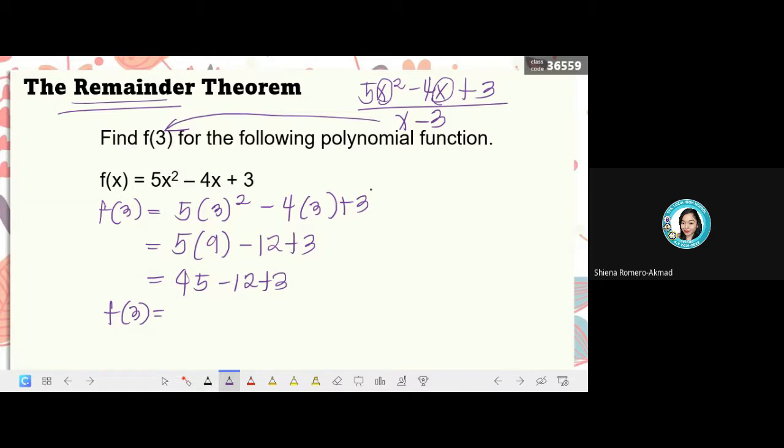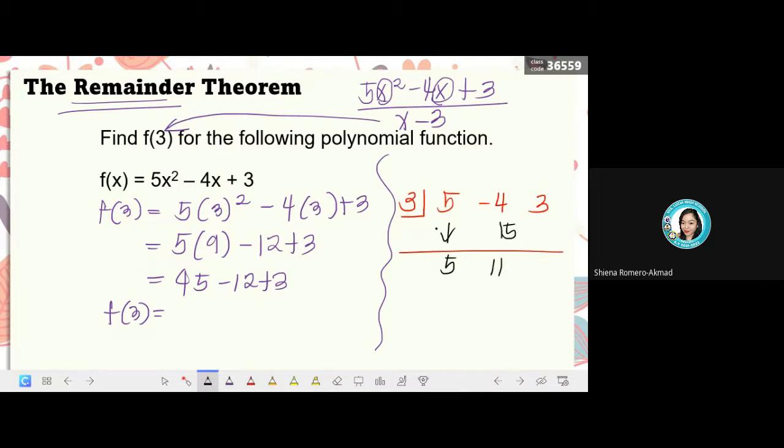Then I will also show on the other side, where I use synthetic division. Since the terms are complete, I copy the coefficients and then we will use 3. When I solve it this way, all I have to do is bring down. We have 5 times 3, 15. 15 plus negative 4 is 11. 11 times 3 is 33 and we have here 36. What is our answer here?